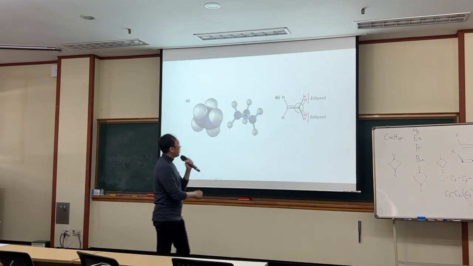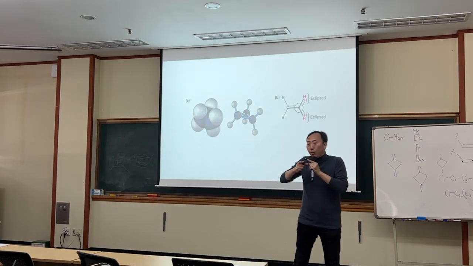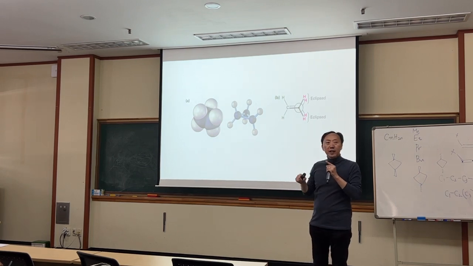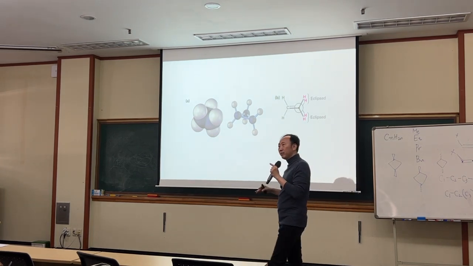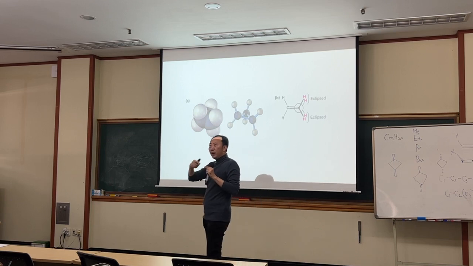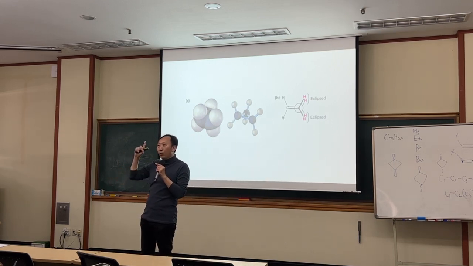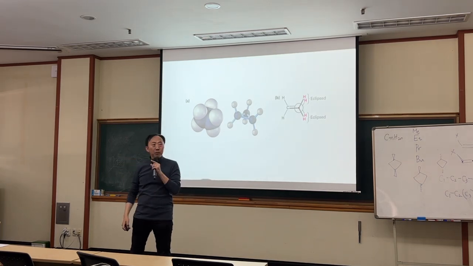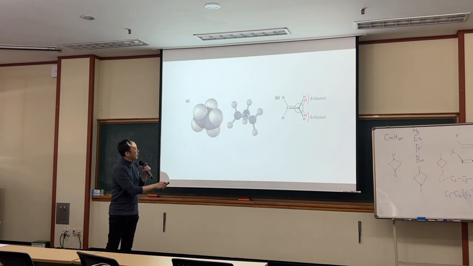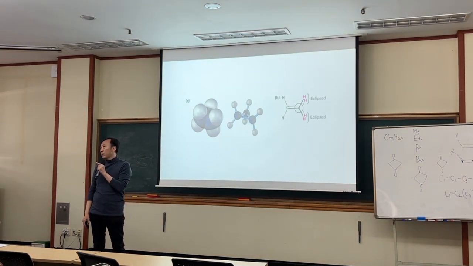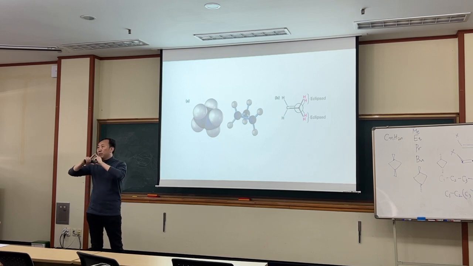3-membered ring, cyclopropane. No other options. They are bound to each other. These 3 points can define one plane, correct? 2 points can define one line, correct? 3 points can define only one plane. There is no other option to move much. So that means cyclopropane is a perfectly eclipsed form. Right? No other options. Any direction you move, it's still the same plane.